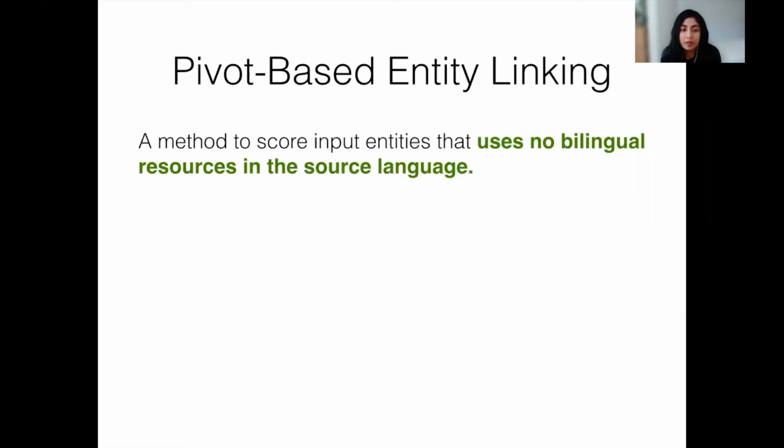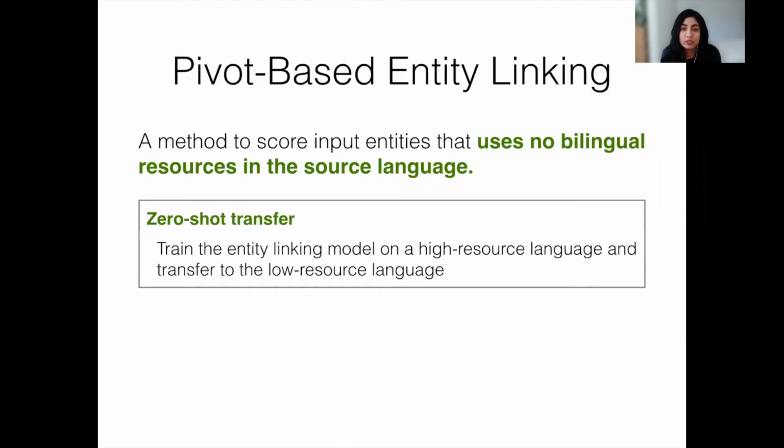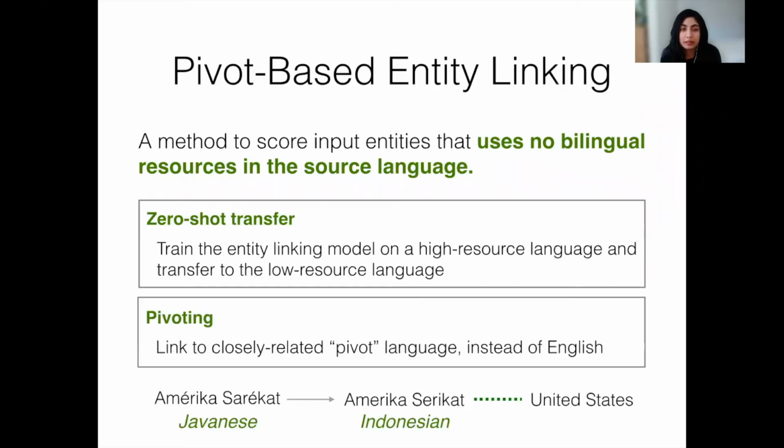I'm Shruti, and today we're talking about cross-lingual entity linking for low-resource languages. In the previous part of the talk, we discussed pivot-based entity linking, a method that uses no resources in the source language for training, but rather relies on zero-shot transfer and pivoting for candidate retrieval in low-resource settings.